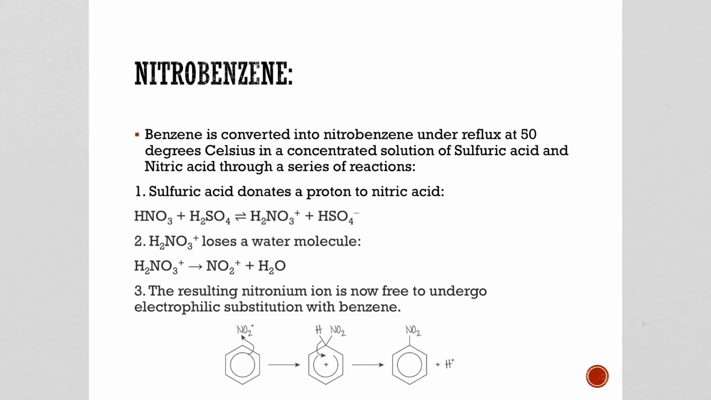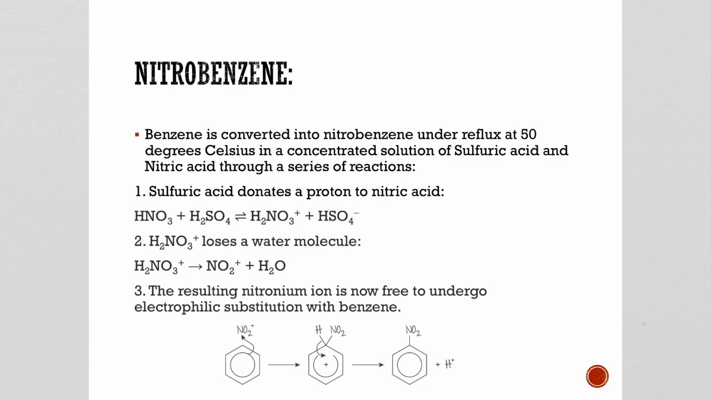So we can create nitrobenzene from benzene under reflux conditions at 50 degrees Celsius. So if you go higher than that, it's not going to only substitute or add on one of the NO2s. It'll actually start adding multiples, and we don't want that. So we have to do it under reflux at 50 degrees Celsius, and we have to do it in a concentrated solution of sulfuric acid and nitric acid. And there's actually multiple reactions that occur.